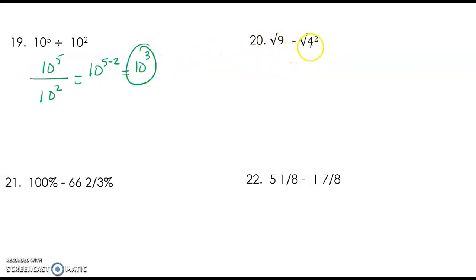Square root of 9 minus the square root of 4 squared. So square root of 9, 3 times 3, you take 1 out. So square root of 9 is 3 minus, and here I have 4 squared. 2 in the house, you take 1 out. 3 minus 4 is negative 1.